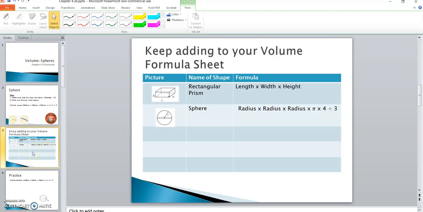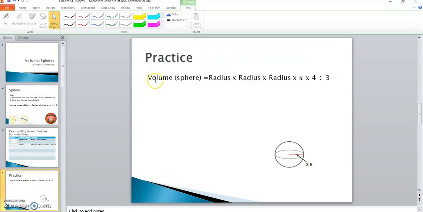So at this point, I'd like you to get out your volume formula and add the sphere just below the rectangular prism. So go ahead and pause the video and add it there. All right.